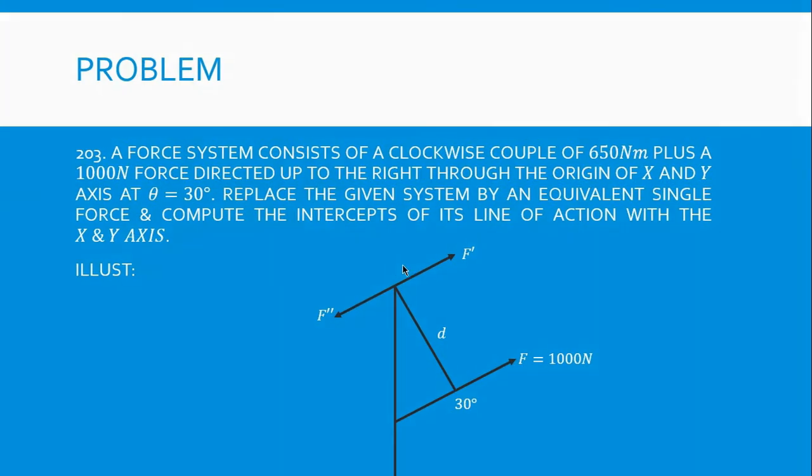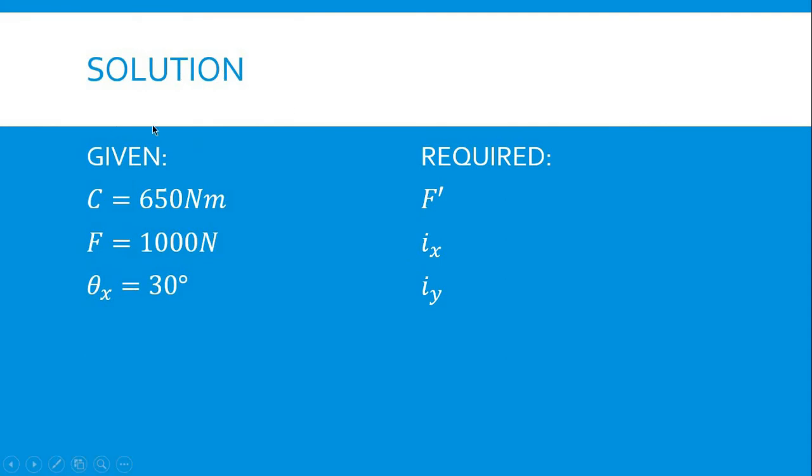This is the F double prime, the F prime, the distance D, the resultant force F, and the 30 degrees angle. So the solution in getting first the given C, which is equal to 650 Newton meter. Next is F, which is equal to 1000 Newton. And lastly, the angle in X, which is equal to 30 degrees. What is needed to find is the F prime, the X component, and the Y component.